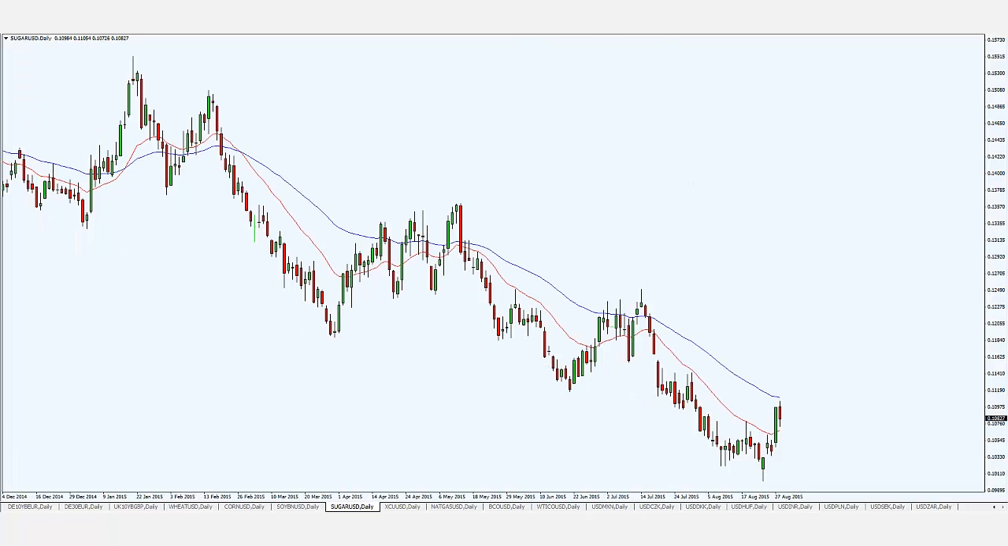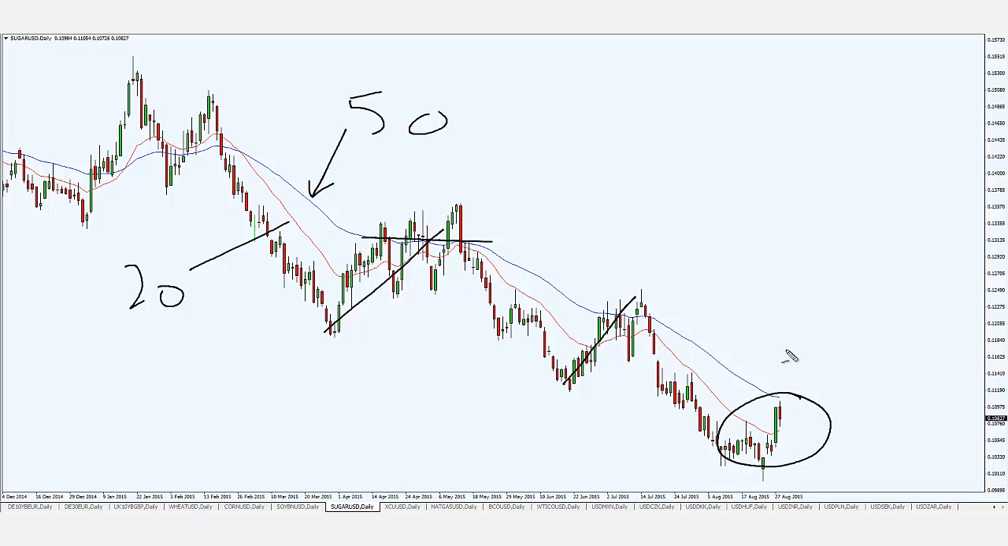Notice on a daily chart, price tends to pull back towards the 50 EMA over here. The blue line is the 50 EMA. The red line over here is the 20 EMA. And this is the 50. So what you notice is that price tends to retrace back to the blue line, the 50 EMA. And right now we see a potential retracement back towards this blue line, which is the 50 EMA as well.